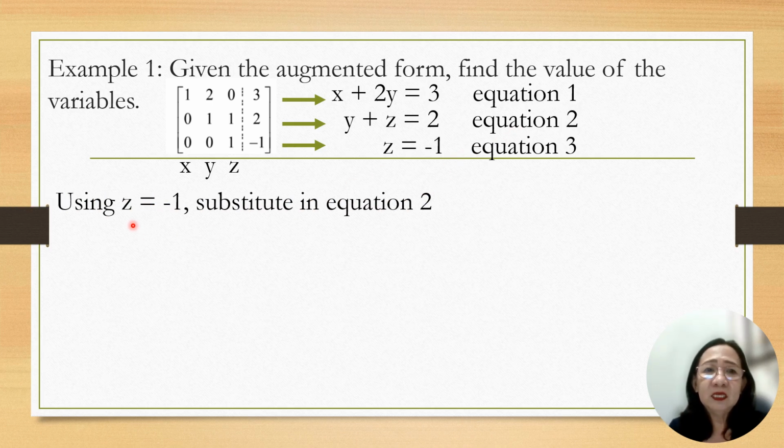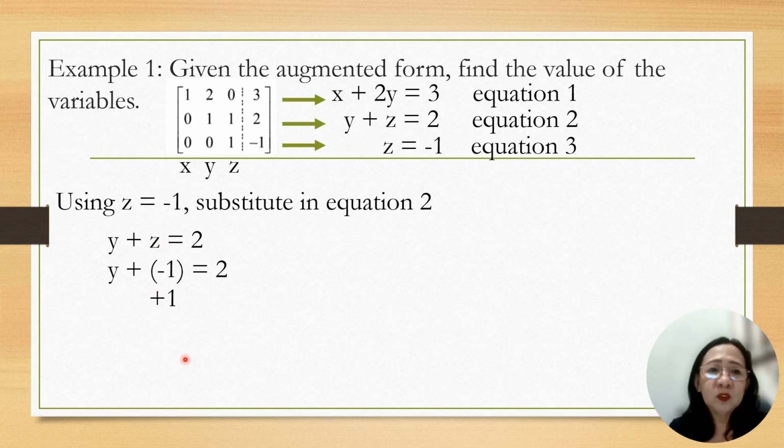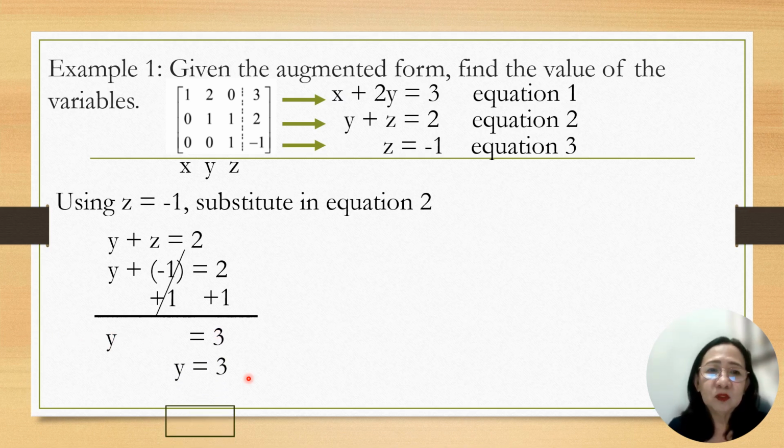So using this value, we have to substitute this in our equation number 2. Let us copy y plus z is equal to 2 and then substitute the value of z, which is -1. Then we are going to add to both sides the opposite of -1, which is +1, so that we will arrive at 0, and then y is equal to 2 plus 1, that is 3. So the value of y is equal to 3.